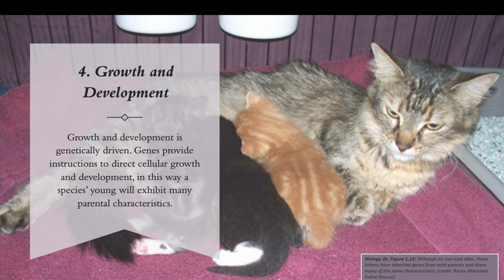The description of this image here is, although no two look alike, these kittens have inherited genes from both parents and share many of the same characteristics. So let's go ahead and talk about the notes that I have here. Biologists have identified various traits common to all known living things. Although non-living things may show some of these characteristic traits, living things show all of them, right? We've already touched on this in previous slides, but I'm just mentioning it again. Non-living things may in some ways show growth and development, but it doesn't mean that they're living unless they show all 7 of these properties that we're discussing.